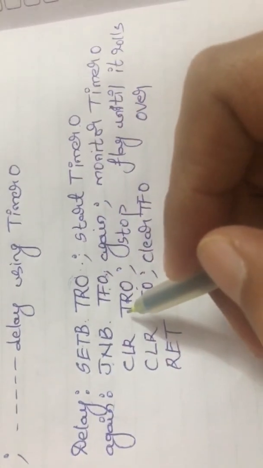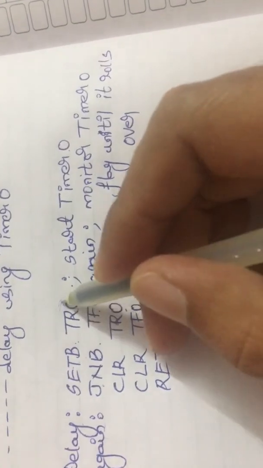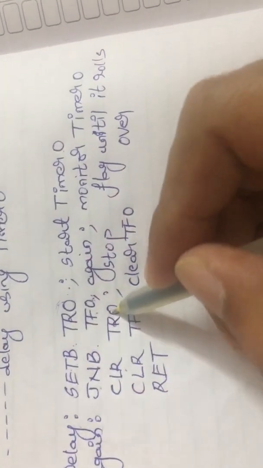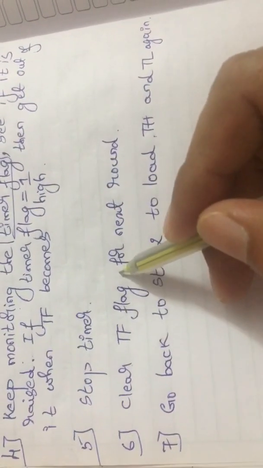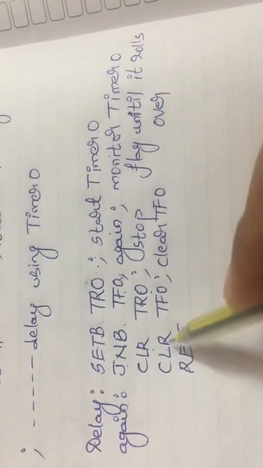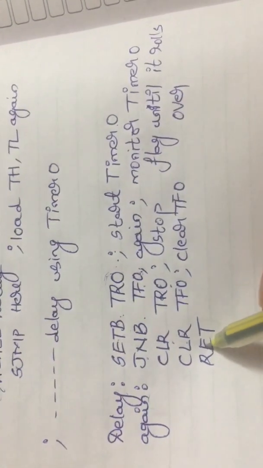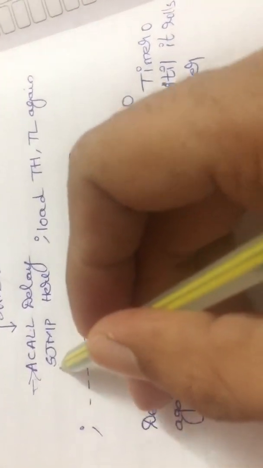When the value of TF becomes equal to 1, come out of it. After coming out of it, we should stop the timer. How to stop the timer? Stopping the timer means making the TR bit 0. So CLR TR0, stop the timer. Then clear the TF flag for the next round. If I want to start the timer once again, then CLR TF0, right? After clearing TF0, a RET instruction is to be written.